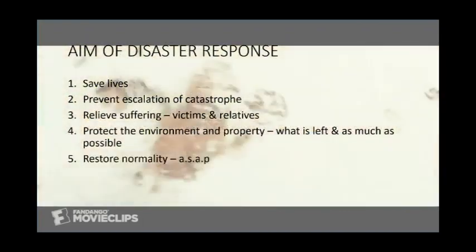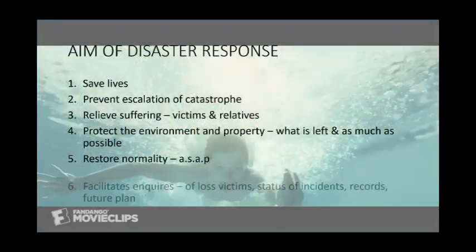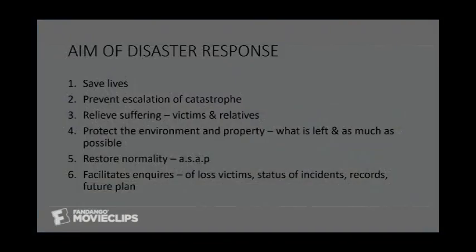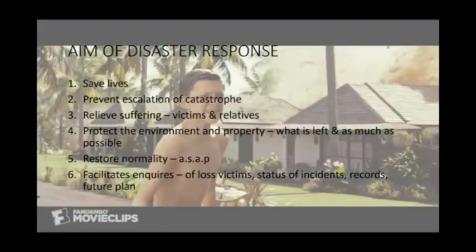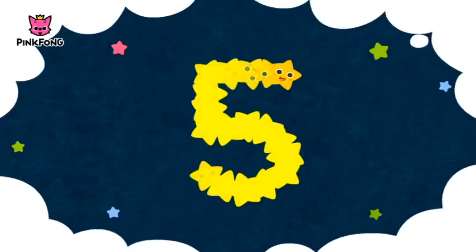Number 5, to restore normality as soon as possible. Number 6 is to facilitate inquiries of the lost victims, status of the incidents, records, and future planning.